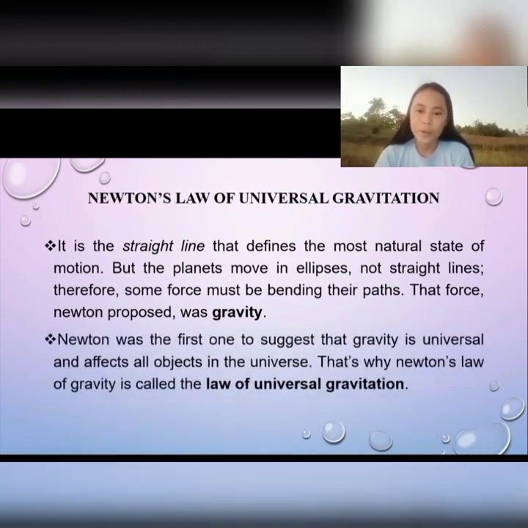Newton was the first one to suggest that gravity is universal and affects all objects in the universe. That's why Newton's law of gravity is called the law of universal gravitation, as he is the first to suggest this law of gravitation. He further hypothesized that gravity is not limited to Earth, but there is a general force of attraction between all material bodies.